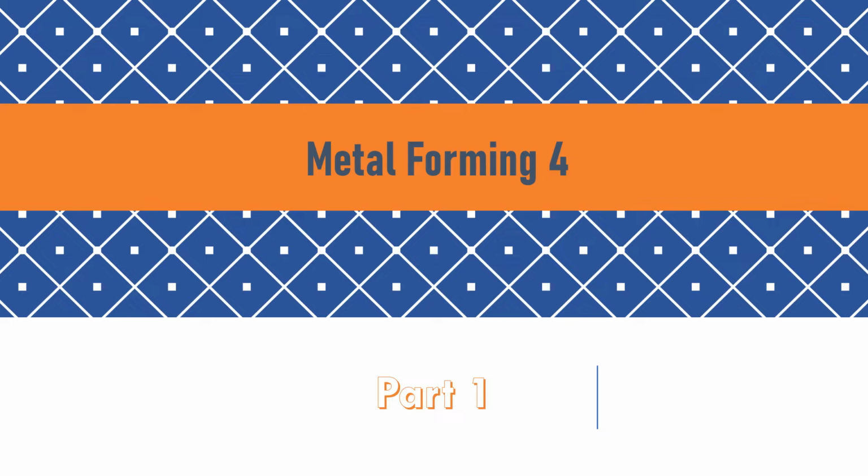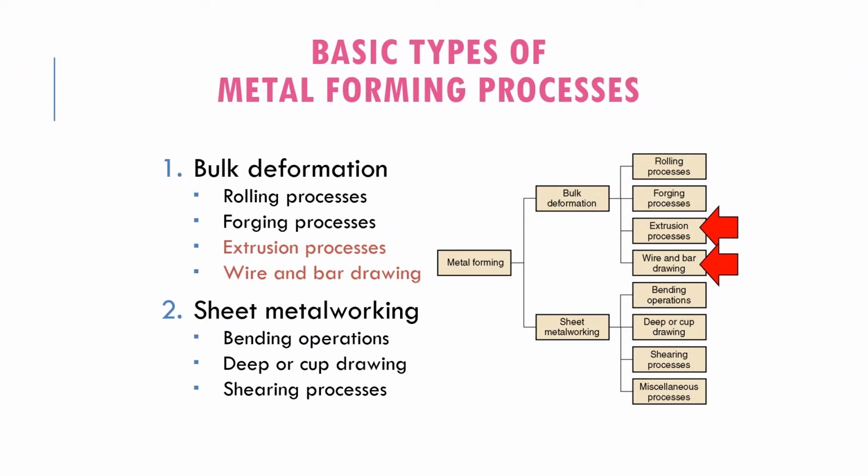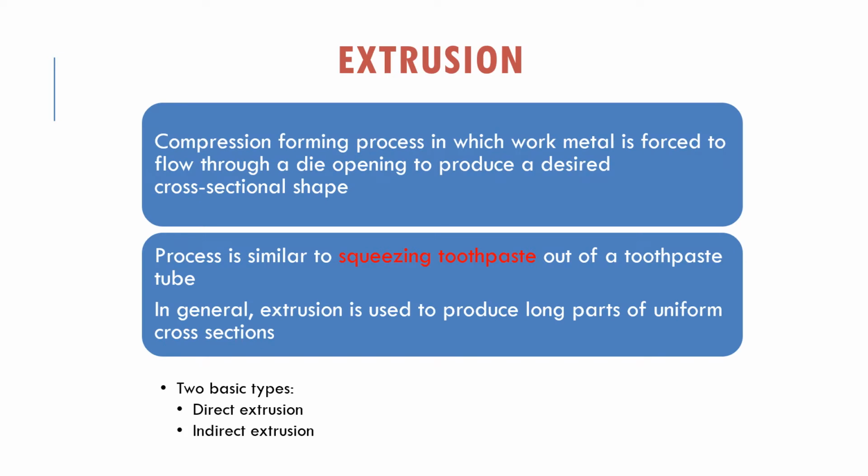So this is metal forming part 1. In this part we're going to cover the extrusion process, and in part 2 we're going to cover the wire and bar drawing process. Extrusion process is a process where the work material will be compressed and forced to flow through a die opening to produce a desired cross-sectional shape.